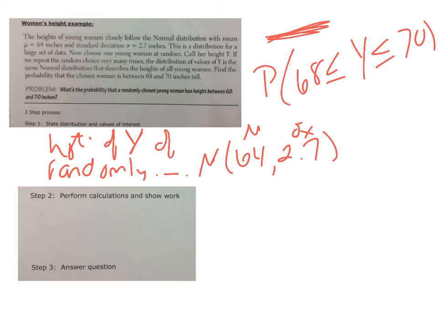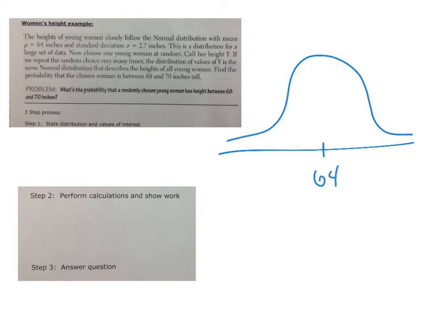I can also go ahead and sketch this out if I would like. When I sketch this out, remember it says it's a normal distribution, so I've got my normal distribution curve there. I've got 64. I'm looking for the area from 68 to 70. I want to know what that area is equal to.